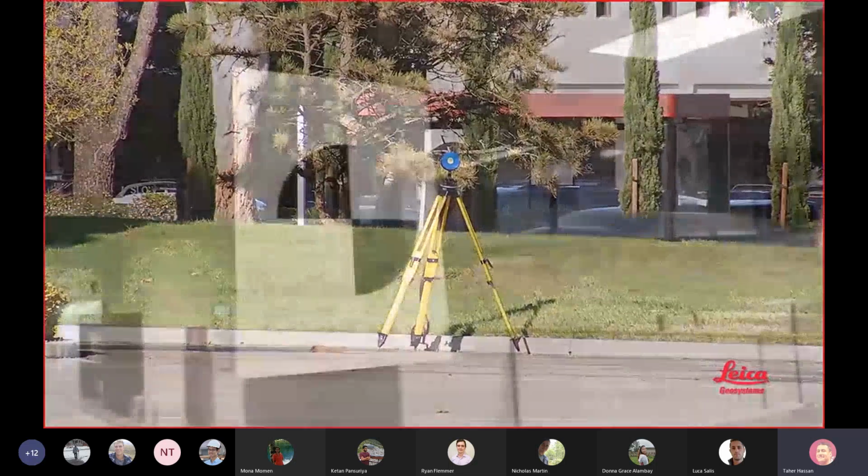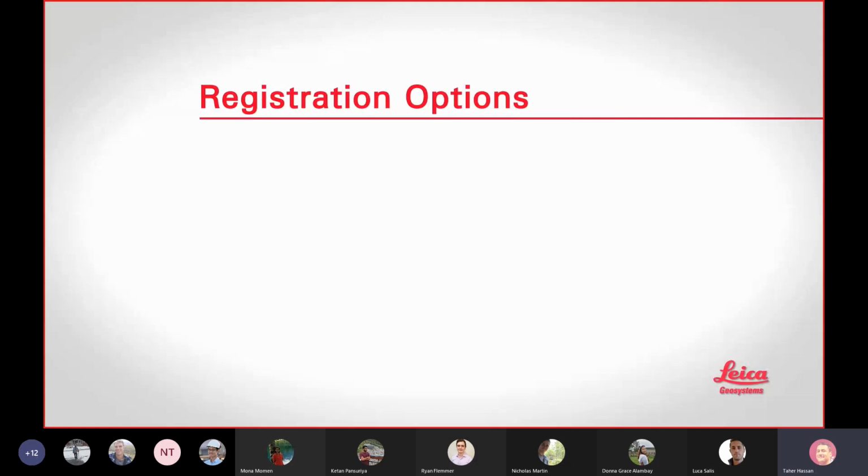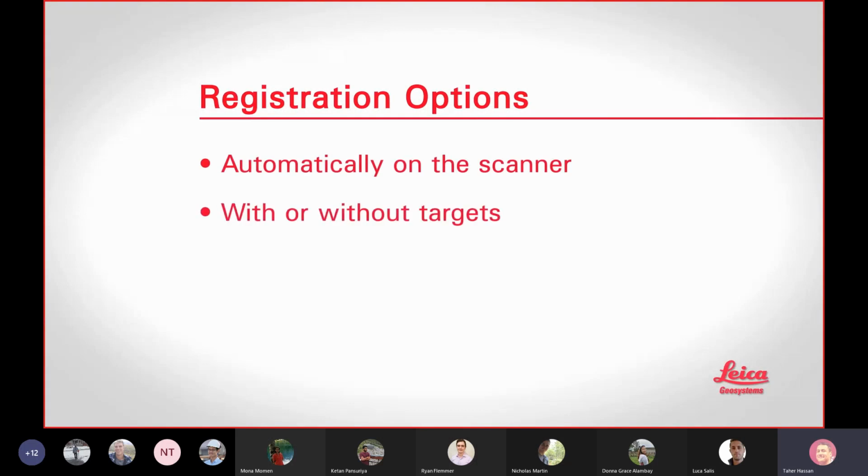Other methods don't need any targets. Regardless of which method is used, it's important that it be done accurately. The good news is that Leica scanners and software have all the right features that let you do it with confidence, whether it's a simple scene or a complex one.